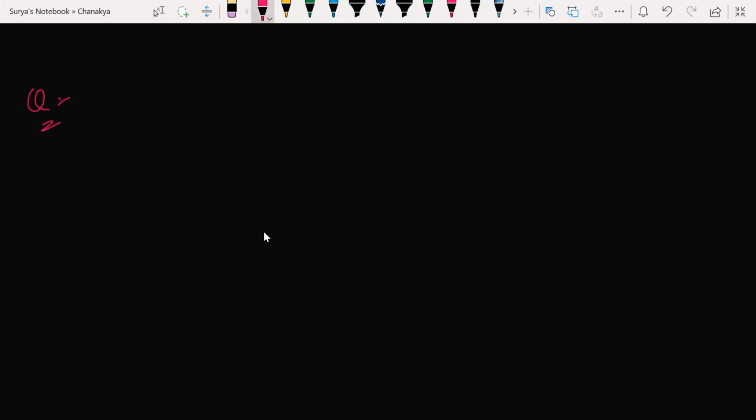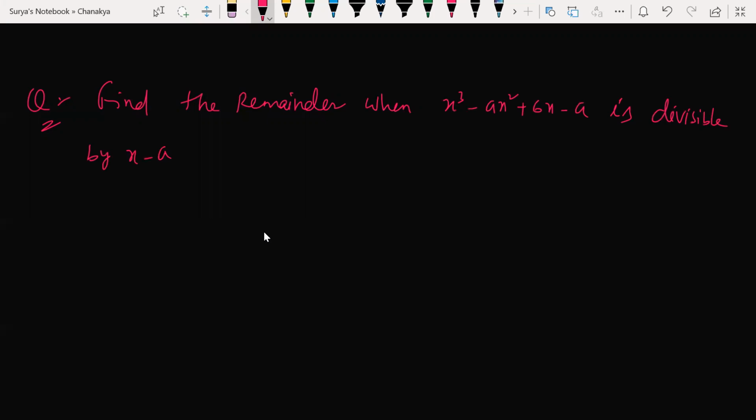Now let me write a question. Very, very good question. Let's see how many of you will solve this. Find the remainder based on remainder theorem, guys. We are finding the remainder here. Find the remainder when x cube minus a x square plus 6x minus a is divided by x minus a.